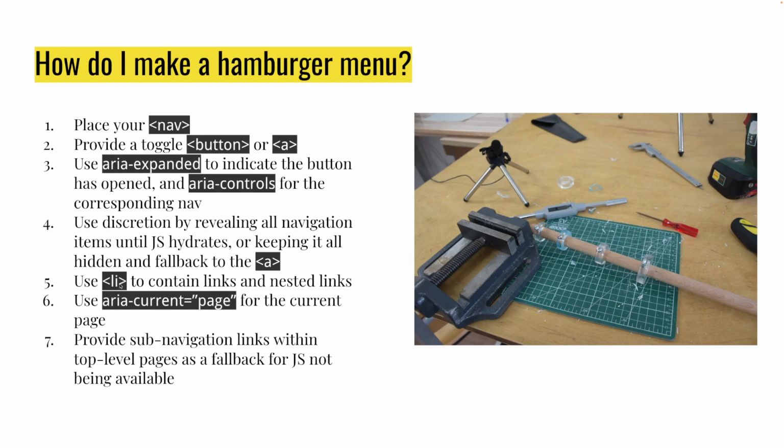5, use list items and unordered lists to contain links and nested links, because list items and unordered lists tell the screen reader how many links there are and what hierarchy they are in. So if you have sublinks, for example, the list items will, for free, tell the screen reader that they are sublinks. Number 6, use ARIA current page for current page links. And finally, provide sub-navigation links within top-level pages. That means when your user goes to a page, that page may have sublinks or sub-content. On that page, you can provide actual static links.